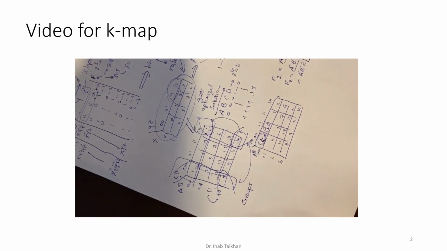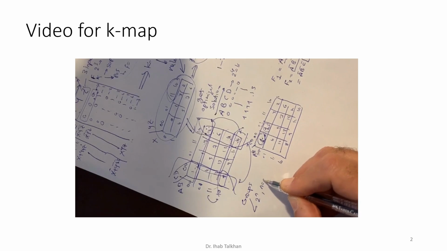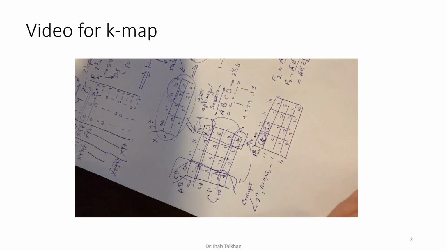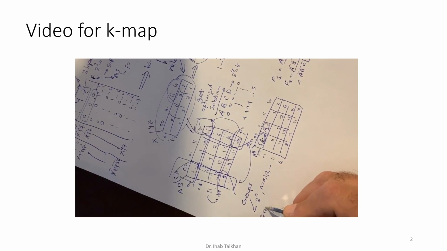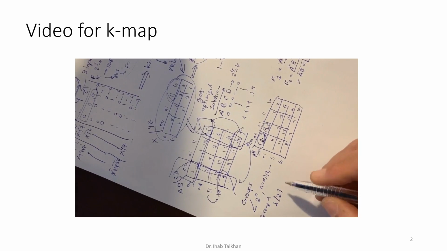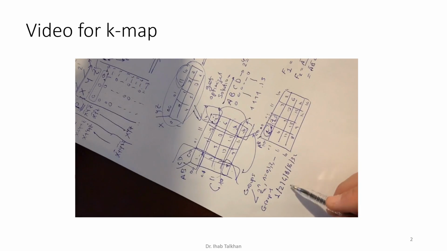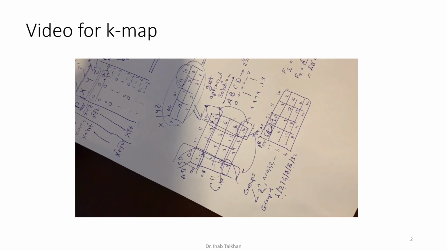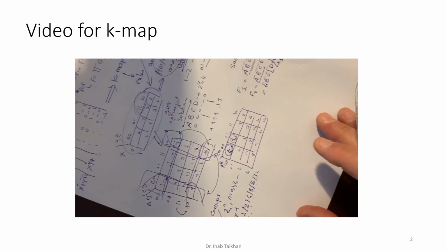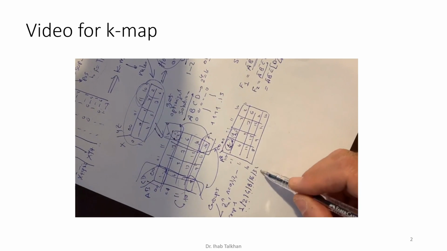You can do groups, but these groups are 2 power n, where n equals 0, 1, 2, and so on. Which means that you have a group of either 1 cell, or 2, or 4, or 8, or 16, or 32. Because it's 2 power n, you have a group of 1, 2, 4, 8, 16. You cannot have a group of 3. You cannot have a group of anything else except 2 power n, where n equals 0, 1, 2, 3, and so on. So this is actually another rule of the K-map.